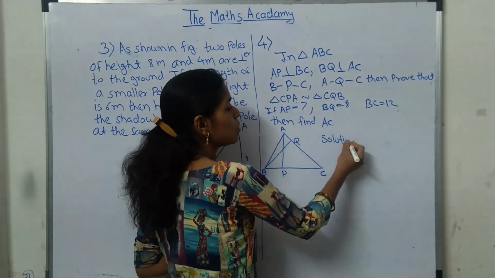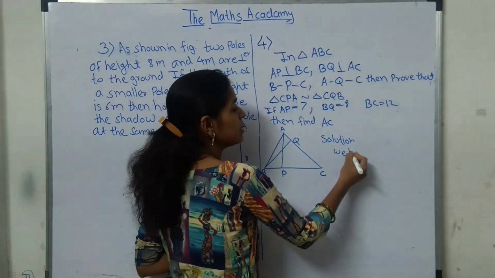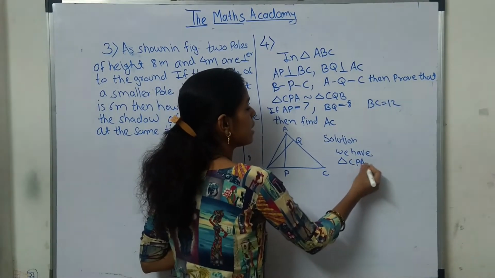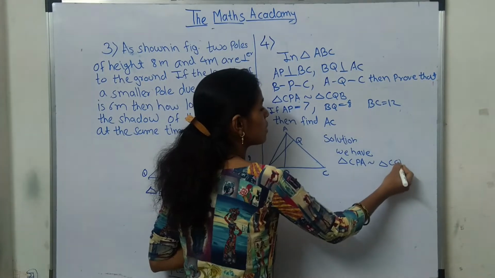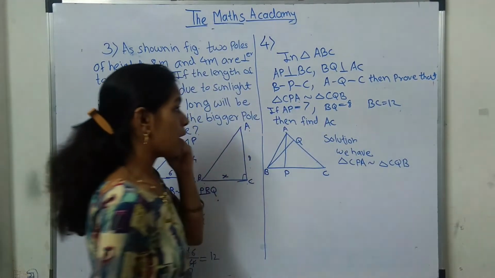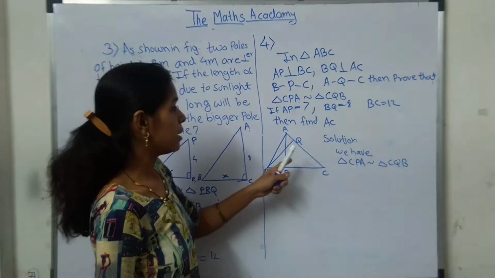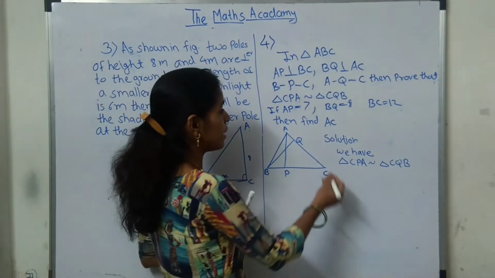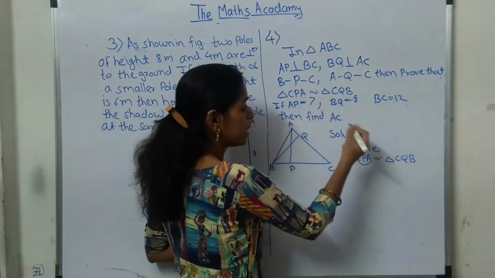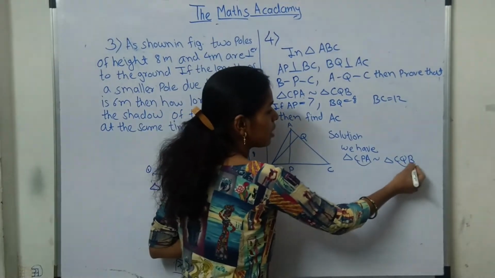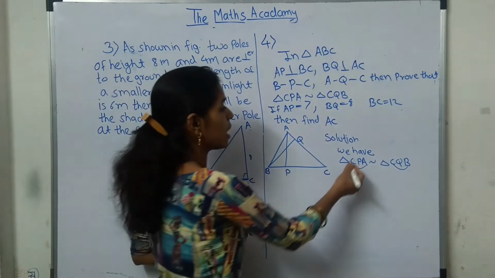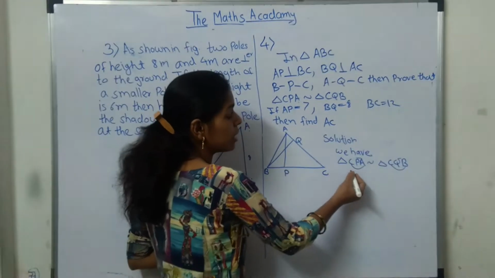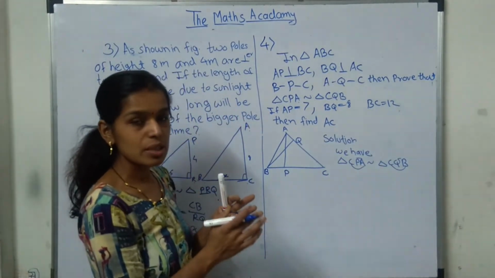So let's start with the solution here. We have given triangle CPA similar to triangle CQB. Now AP is given to you and BQ is given to you, also BC is given to you, and we have to find AC. So we will consider those sides only. First write down the ratio of corresponding sides.